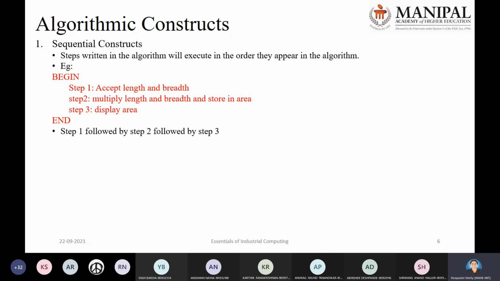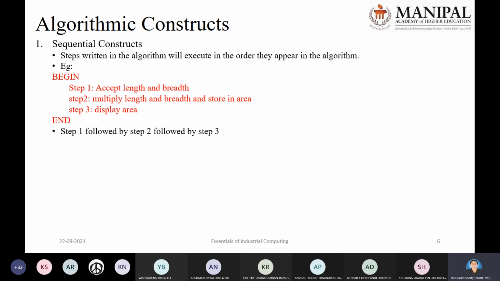Sequential construct means the steps written in the algorithm will execute in the order they appear in the algorithm. I write step 1, step 2, step 3. Step 2 is executed after step 1, step 3 is executed after step 2 and so on. In the order of their appearance in the algorithm, they will be executed. That is sequentially executing the steps. So that is about the sequential construct.